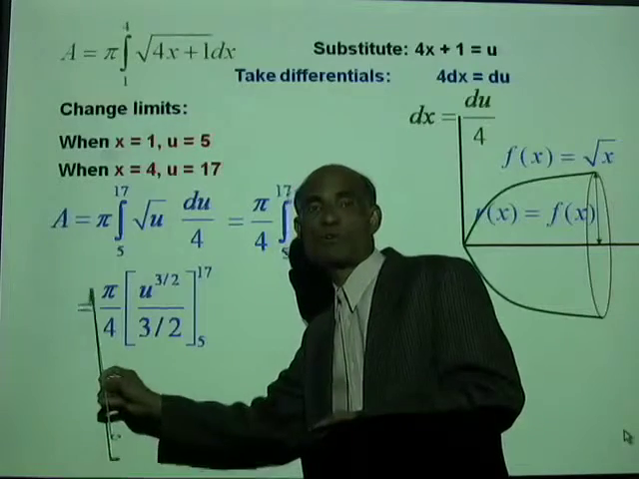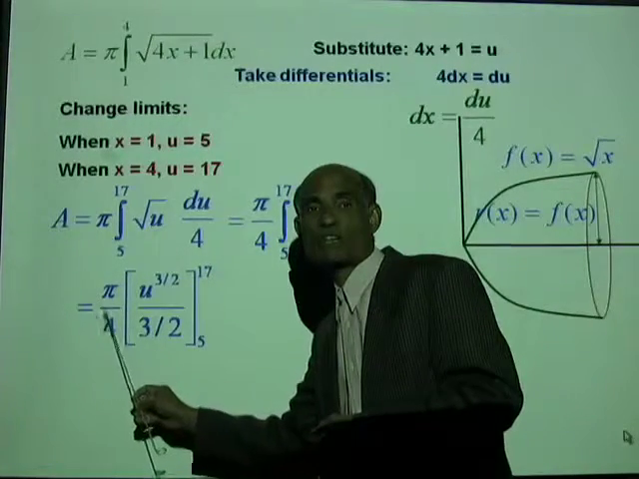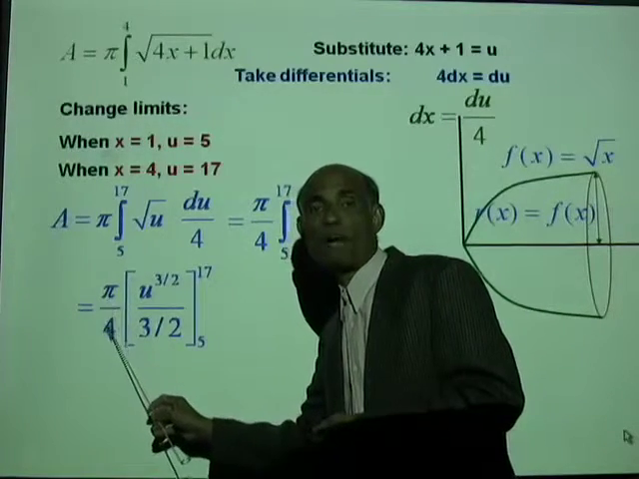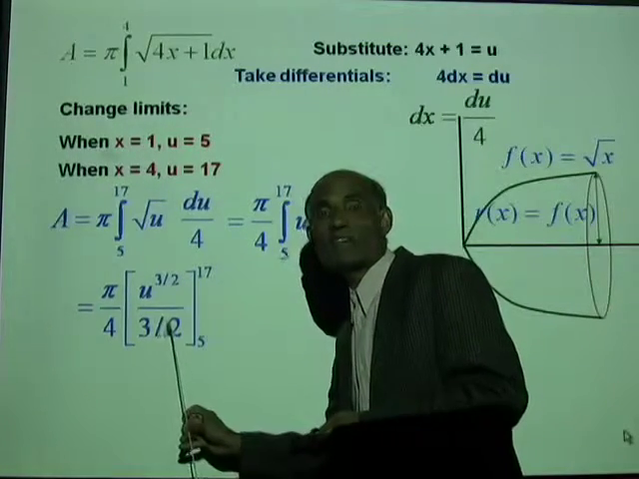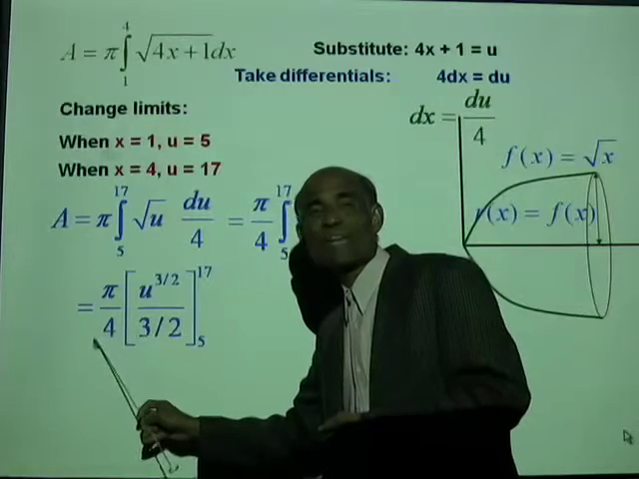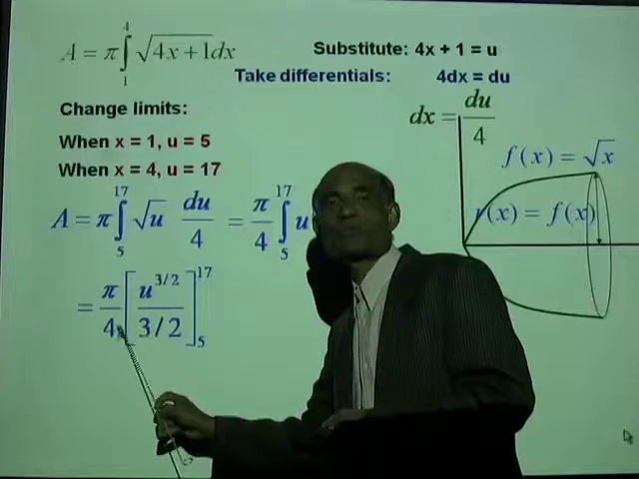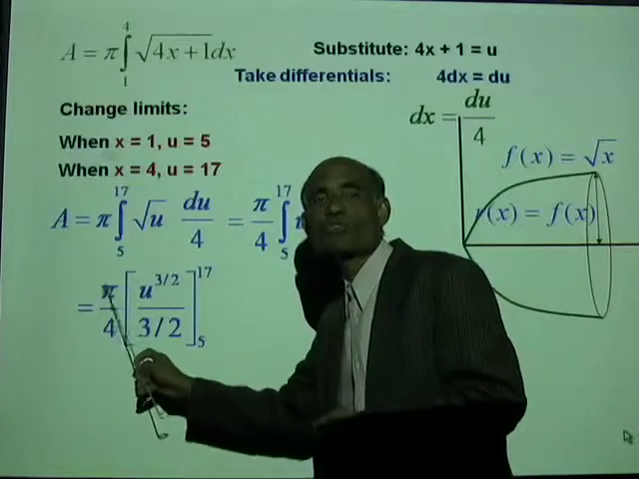That 2 will go up. That 2 will cancel with the 4, leaving a 2 outside. So that will be pi over 2. And I can also take that 3 outside. Is that right? And the 2 and the 3 will multiply to give me pi over 6.